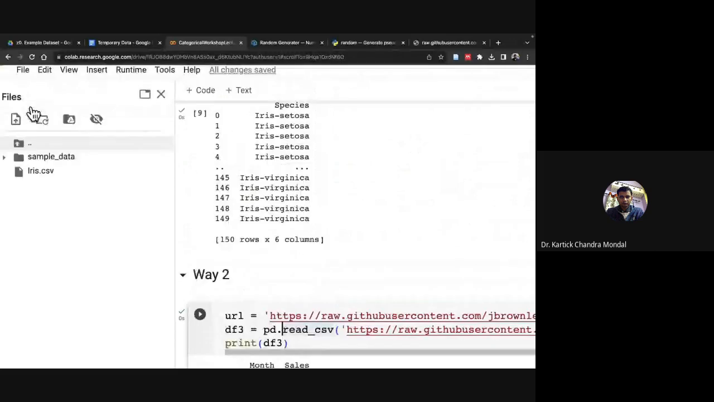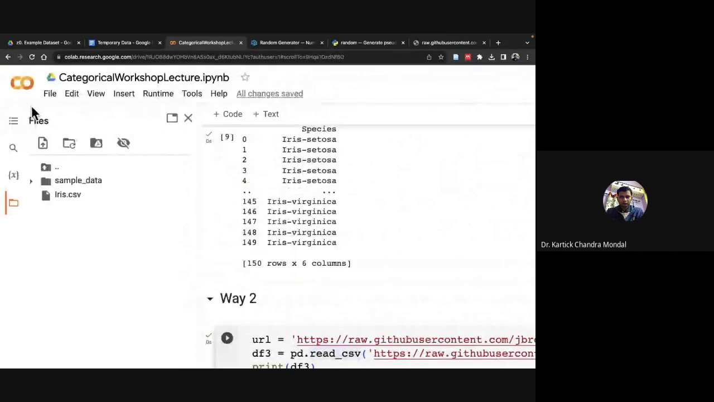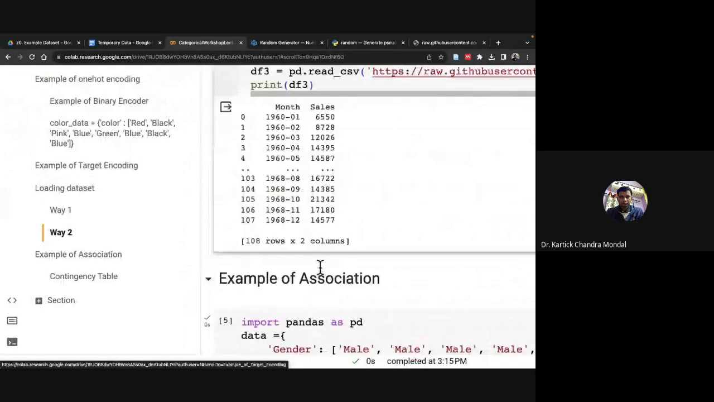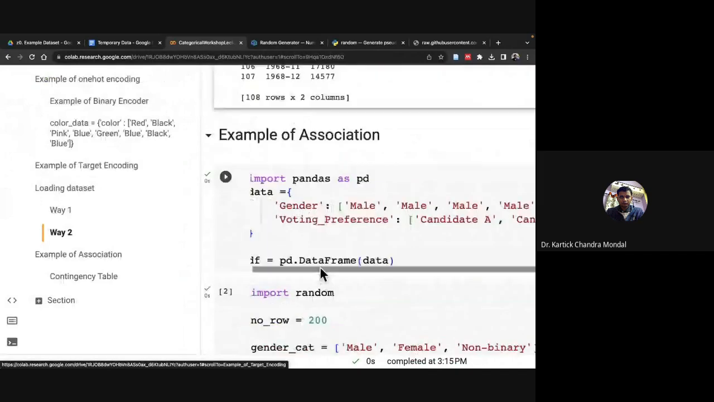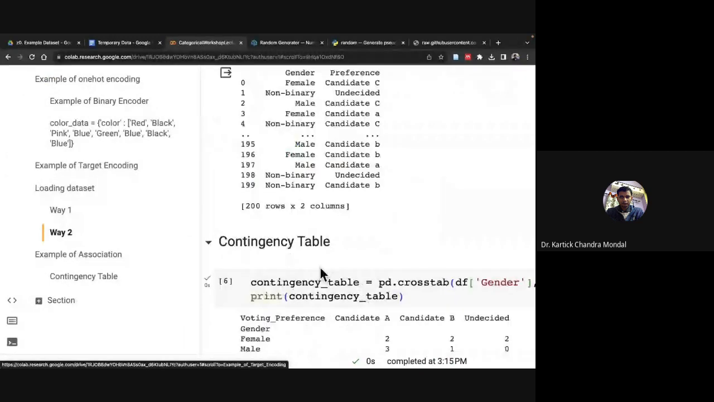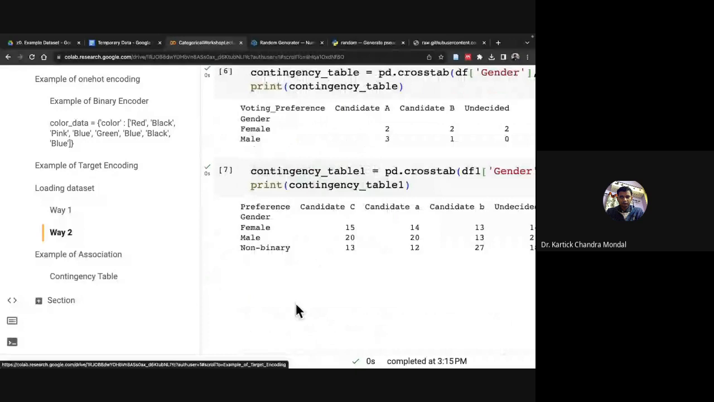Okay. So now where I was previously, before going to this data loading part, the contingency table, right?